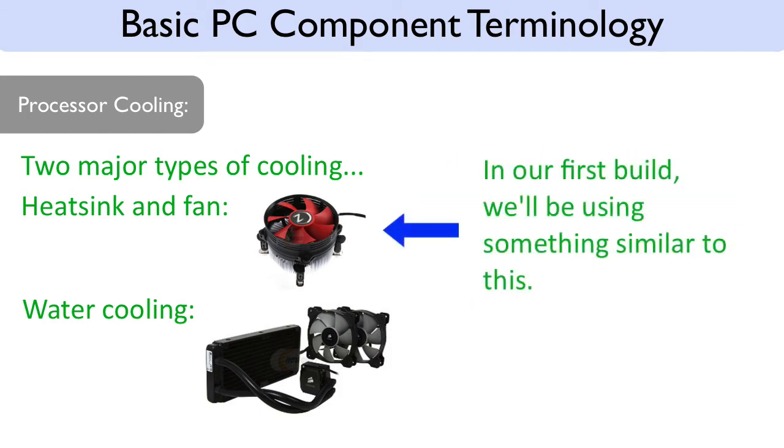In our first build, we're going to use a stock fan that comes with the processor, but enhanced cooling fans and heat sinks, as well as water cooling that includes a pump, a water block, and a radiator, are other possibilities to keep your processor workhorse cool.